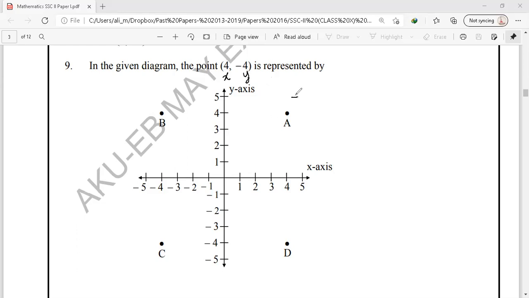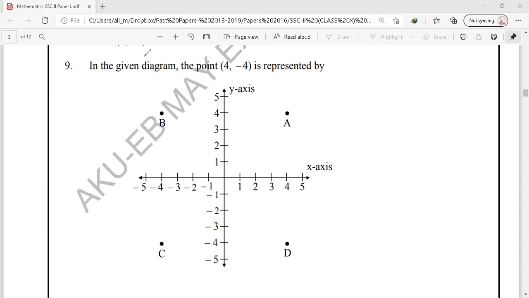In the first quadrant, x and y both are positive. In the second quadrant, x is negative while y is positive. In the third quadrant, x is negative while y is also negative, and in the last, fourth quadrant, the value of x is positive and y is negative. So we have the correct option, that is option D.